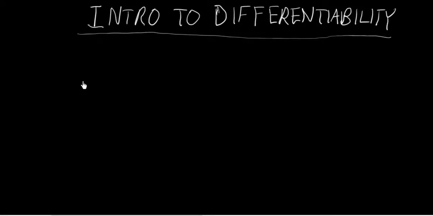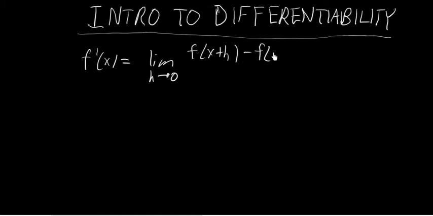So we began our discussion of derivatives by defining what the derivative of a function f of x is. Though we strayed away for a while and focused more on the computation of derivatives, we're coming back to the definition in this lecture. We saw that the derivative of f of x, denoted f prime of x, is the limit as h approaches 0 of f of x plus h minus f of x over h.